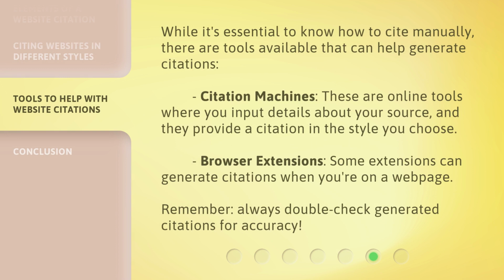While it's essential to know how to cite manually, there are tools available that can help generate citations. Citation machines. These are online tools where you input details about your source, and they provide a citation in the style you choose. Browser extensions. Some extensions can generate citations when you're on a web page. Remember, always double-check generated citations for accuracy.